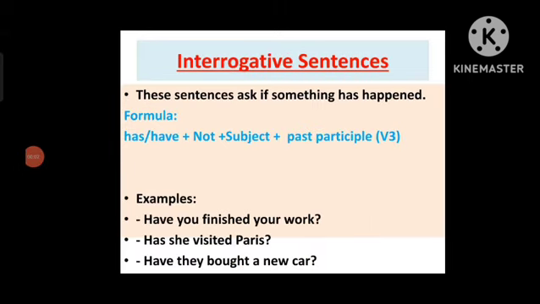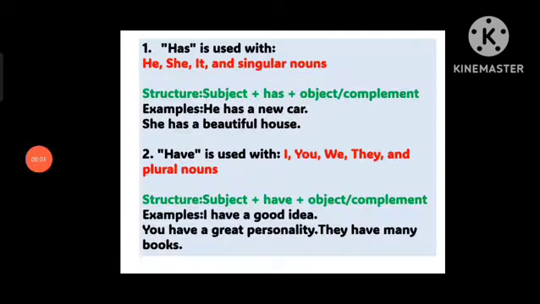Last one is interrogative sentences. These sentences ask if something has happened. So the formula of these sentences is has/have plus subject plus V3. Look at some examples. Have you finished your work? Has she visited Paris?